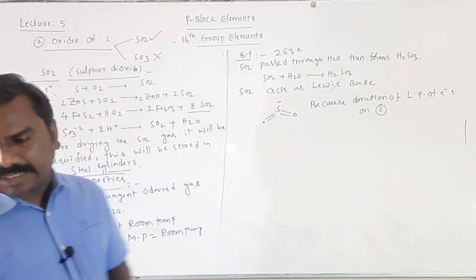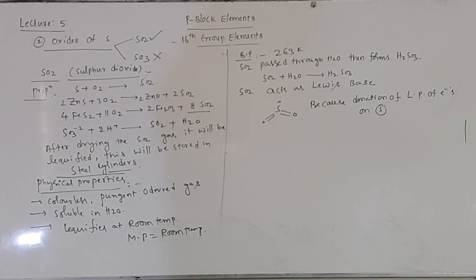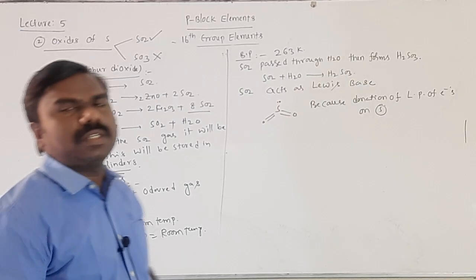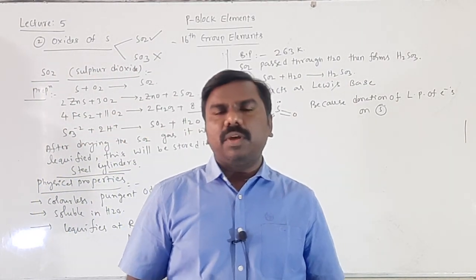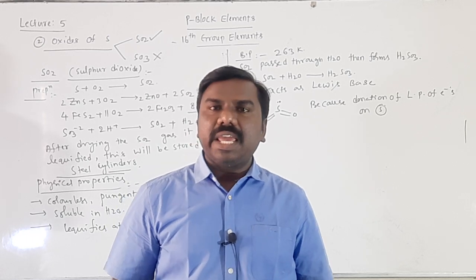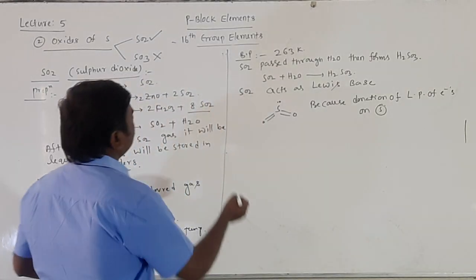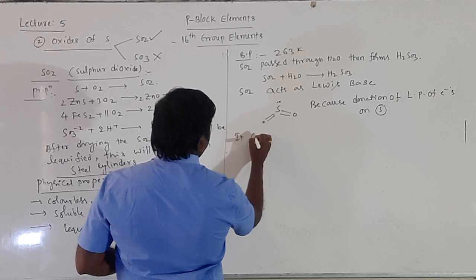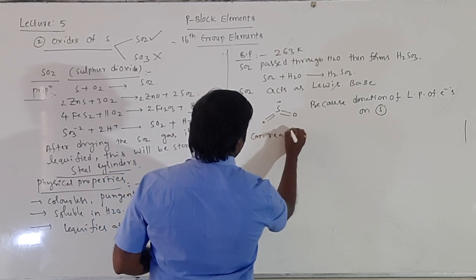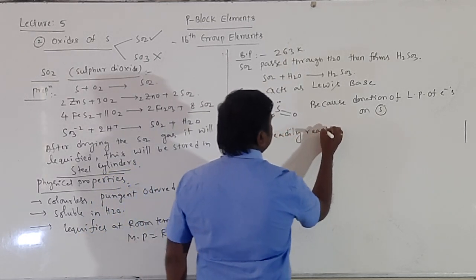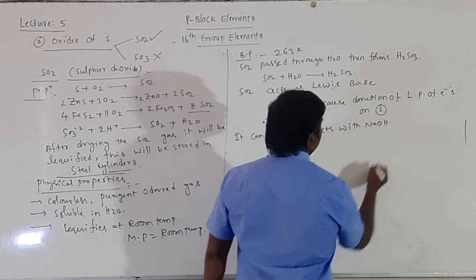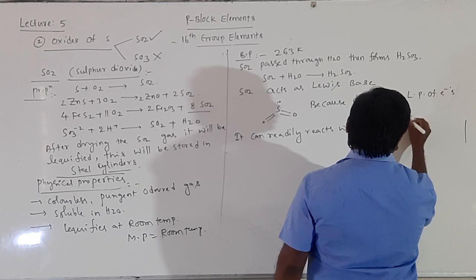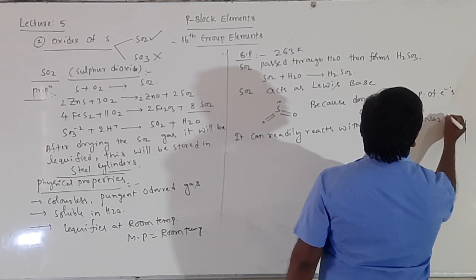Next, it can readily react with NaOH solution, then forms Na2SO3. If excess NaOH, then it forms NaHSO3.